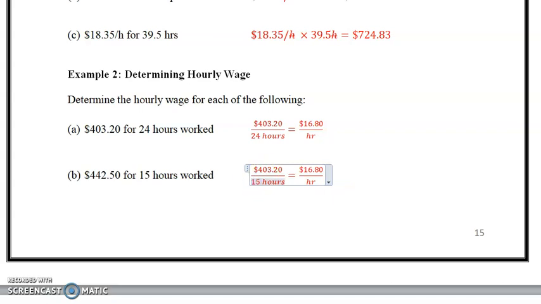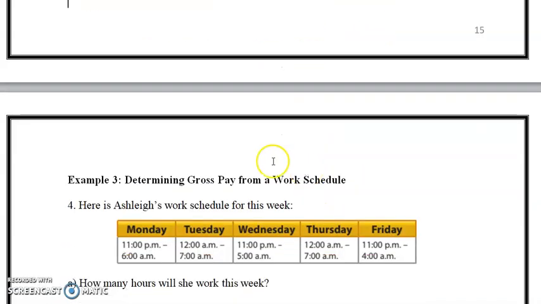Do the same thing with the second example. This time we have 15 hours, and this time it's $442.50. So do that math, just punch it in your calculator, and you get 29.5. Again, we'll put the 0 in, so $29.50 per hour. Okay, so that's how to determine the hourly wage.